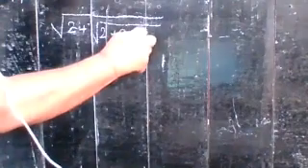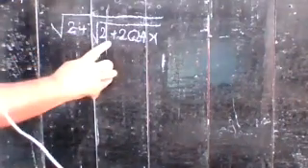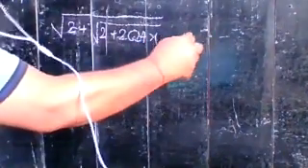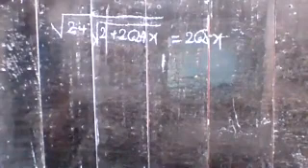Next question. Prove that under root 2 plus, again root 2 plus 2 cos 4x, is equal to 2 cos x. Here you have to prove that its value is equal to 2 cos x.